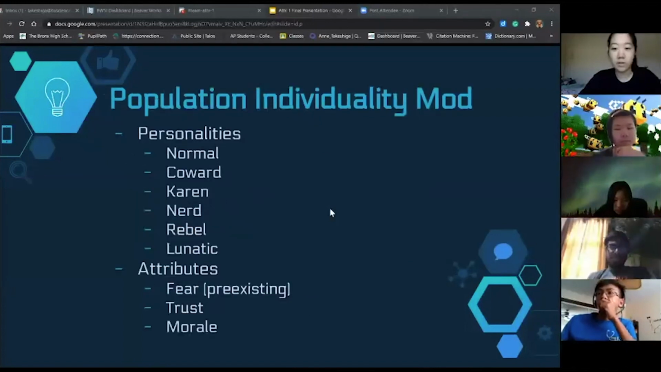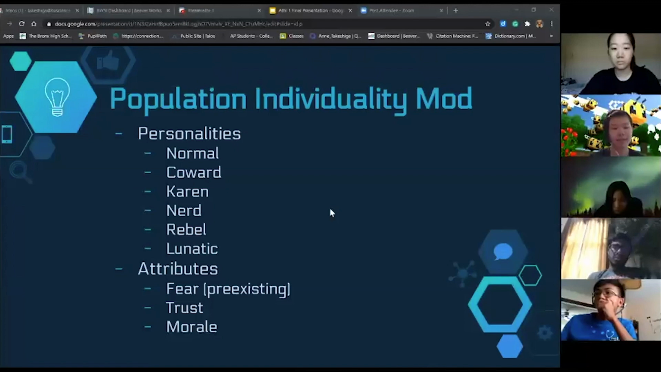Okay, so our first mod is the population individuality mod. As the name implies, we made different NPCs, or people, in the game have different personalities. Each personality type makes up a different percent of the total city population, and these personality types range from normal, which is considered least extreme, to Karen, to rebel, each characterized by their own actions and behaviors, but also having their own starting levels of fear, trust, and morale. Those 3 attributes change over time to reflect the actions taken by people in the game and by the player. By implementing these components, we made the game experience richer and more realistic.